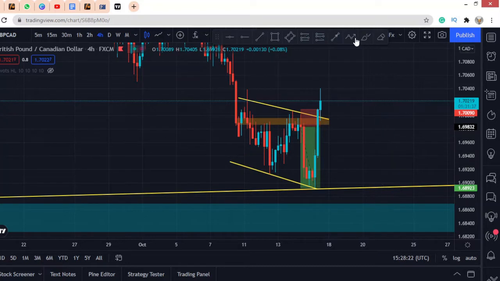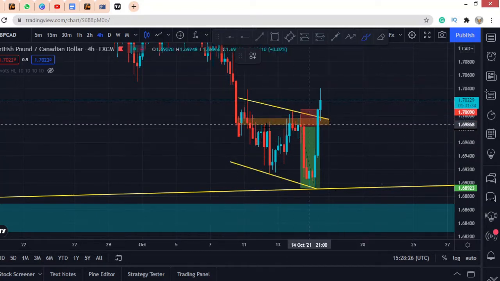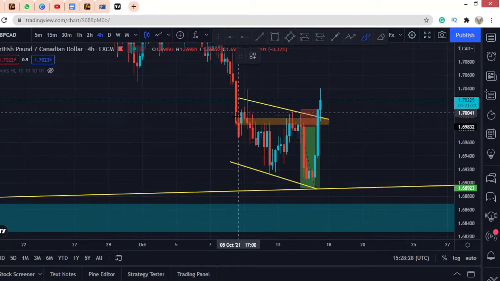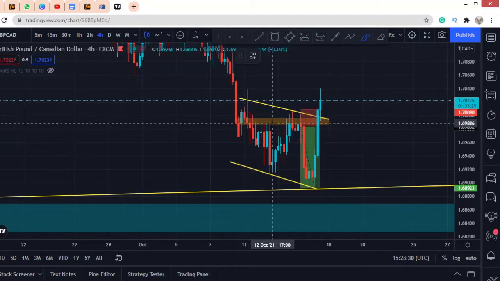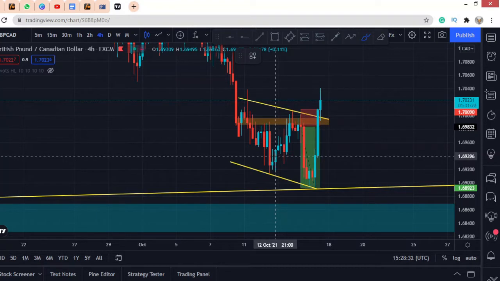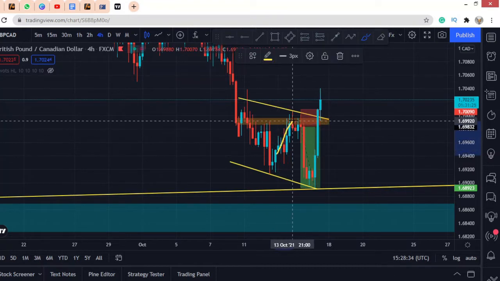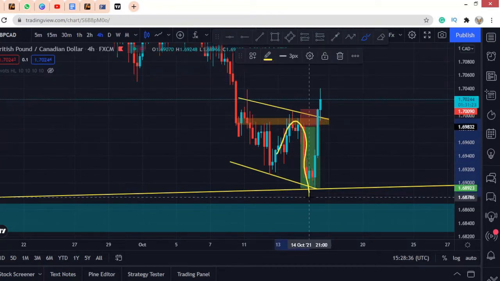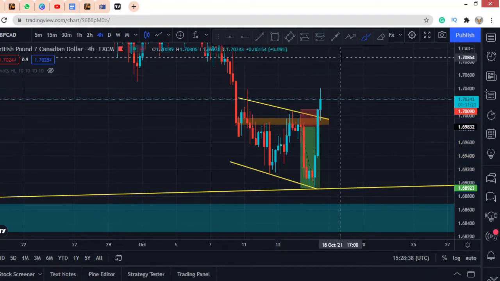Okay, so what I did is I drew this zone here, because I saw this market coming, doing a retest, doing another retest, but now it was around here. So I waited for it to come and do another retest for me now to sell.